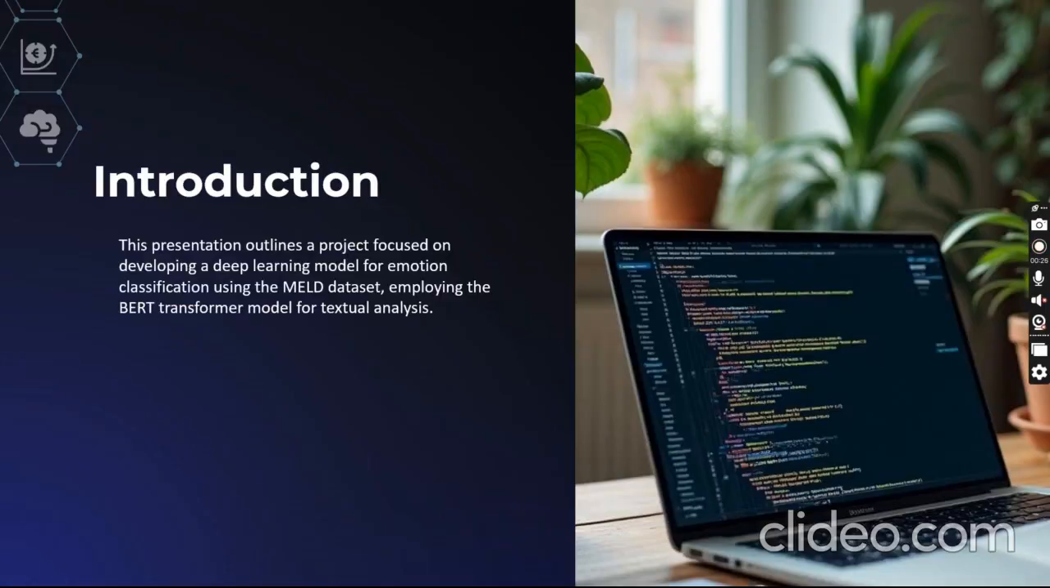So, about the introduction, this presentation outlines a project focused on developing a deep learning model for emotion classification using the MELD dataset, employing the BERT transformer model for text analysis.